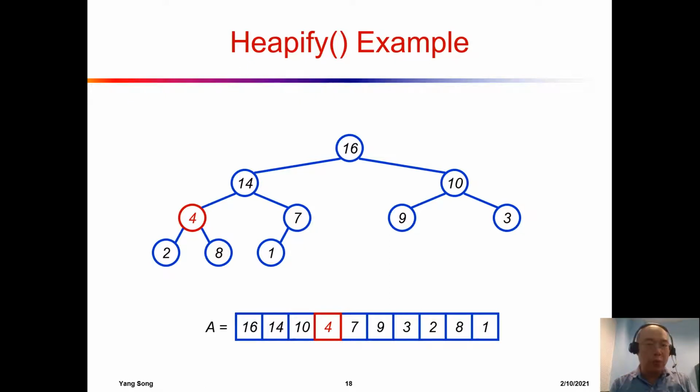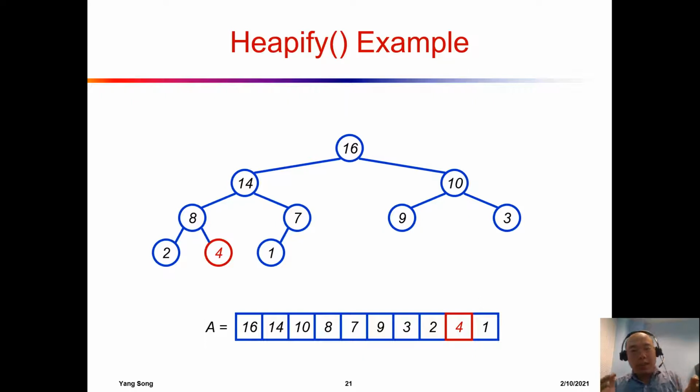So what do we do? Well, what is the largest value among the 4 and then the 2 children? So 2, 4, and 8. The largest value is 8. So we do another swap. After we do another swap, now 4 is already a leaf. No left child, no right child. So, okay, 4, you stay here and you are finally at the right location.